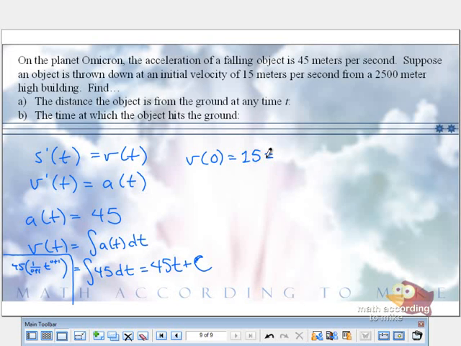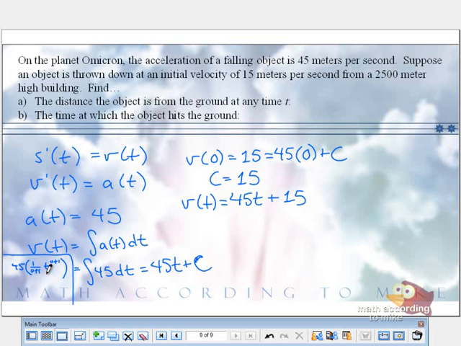That equals 45 times, what's our t? 0, plus c. Well, notice this says c equals what? c equals 15. Because remember, by having a plus c there, you have infinitely many answers. We need the one where the initial velocity is 15. Okay? So what is our real v of t? 45t, and we just found c to be 15, plus 15.